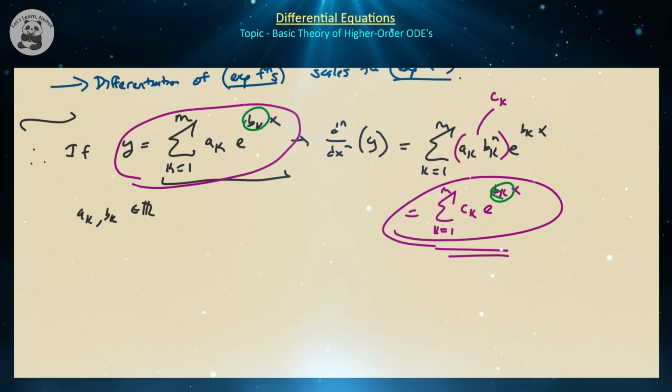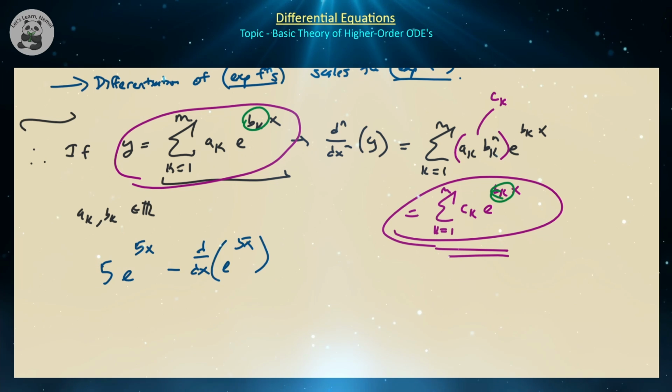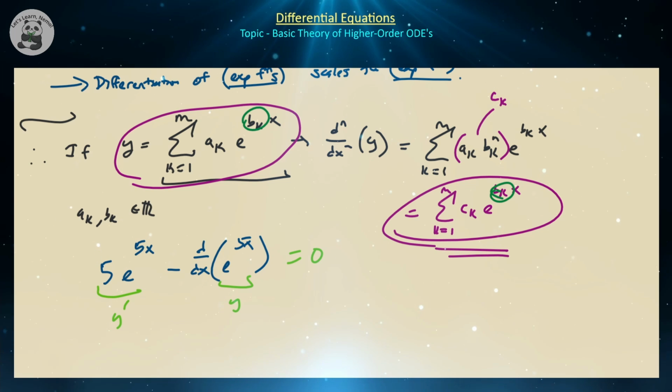Therefore, if you have, for example, some constants in front of these things, for example, if you have 5e^x or 5e^(5x) minus the derivative of e^(5x), you're going to be like, okay, well, that actually makes sense because notice that this is our y and this is sort of like our y prime. So it's like y prime minus the derivative of some y. That, of course, is going to be 0.